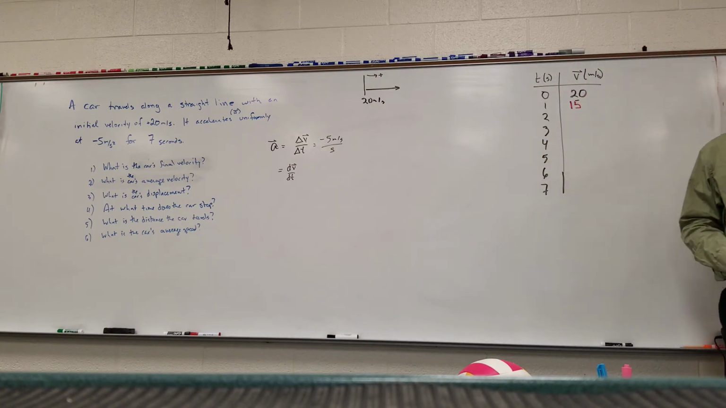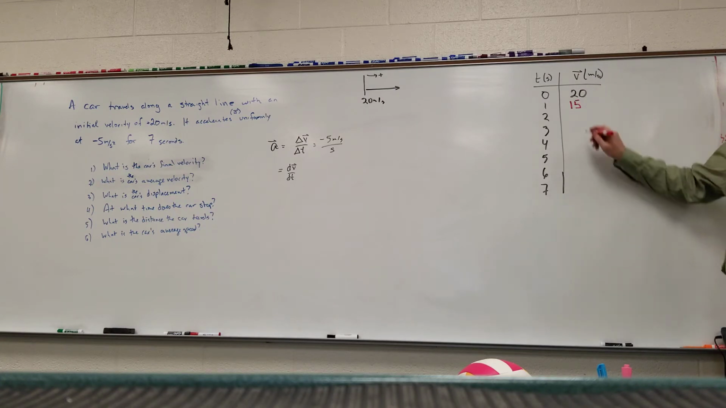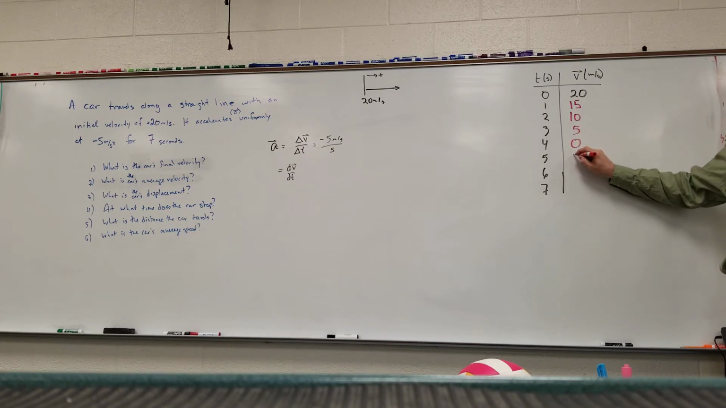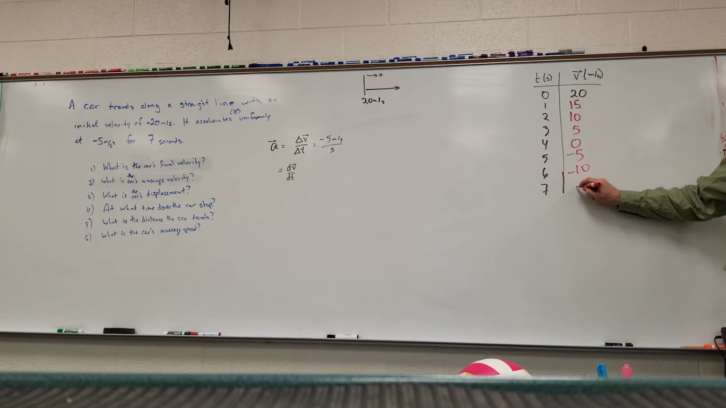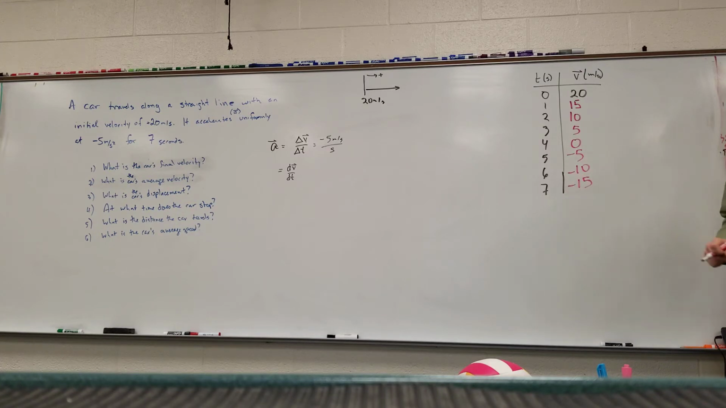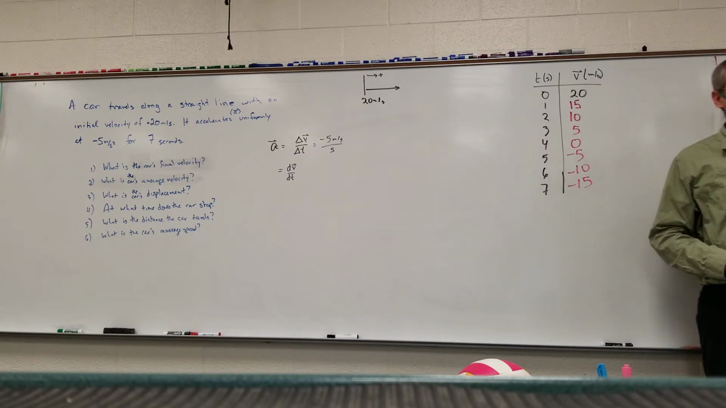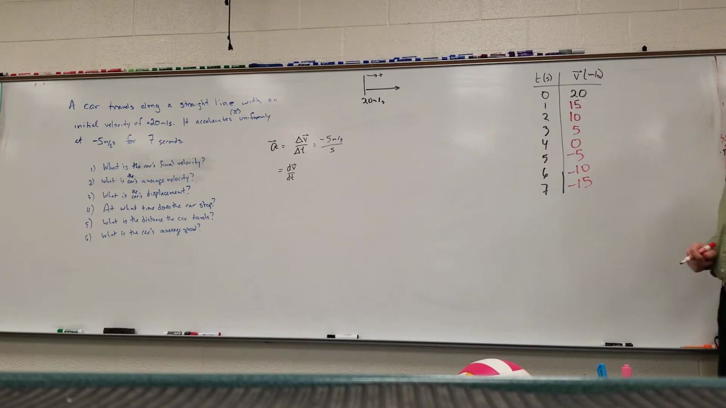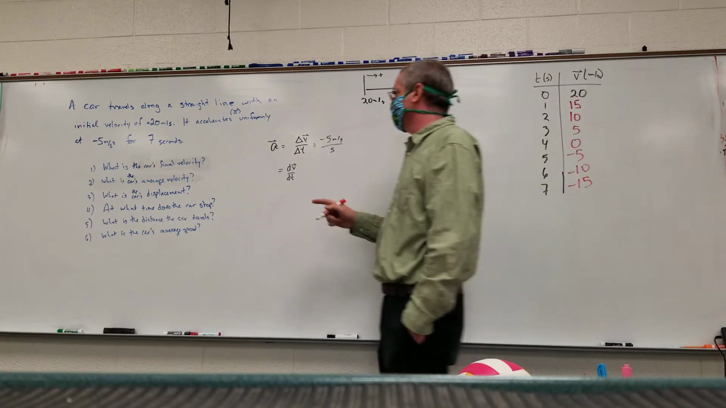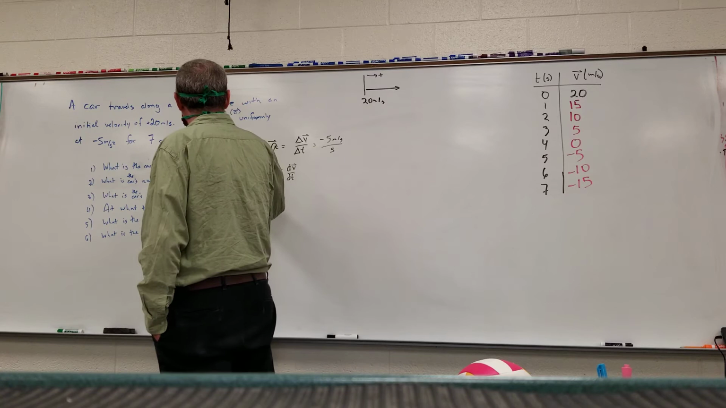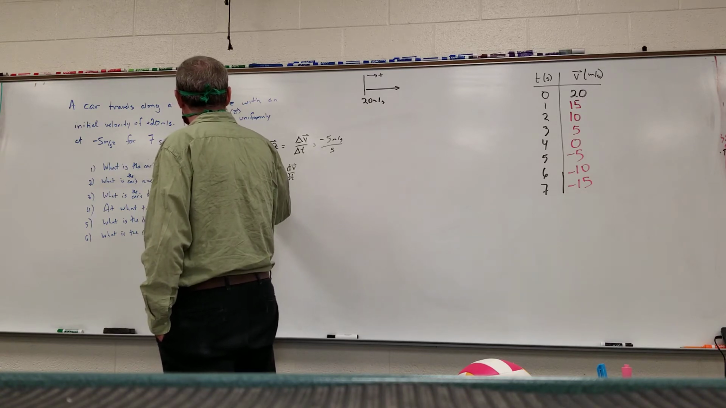After 2 seconds, how fast is the car going? 10. After 3 seconds? -5. So acceleration is telling us the rate at which the velocity changes. So the car's final velocity, well, we just got that, -15 meters per second.